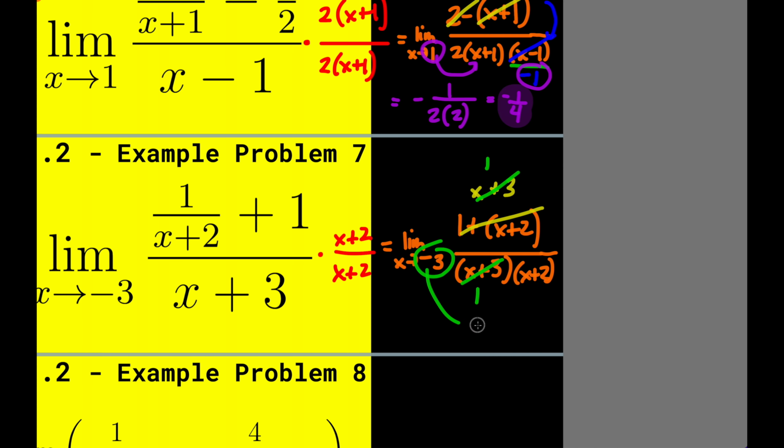You do direct substitution because we got rid of what's causing that division by 0. Right there with that x plus 3, it causes that division by 0. Since it canceled out, we can just do direct substitution, and you end up with 1 over negative 1, which is just going to be equal to negative 1.